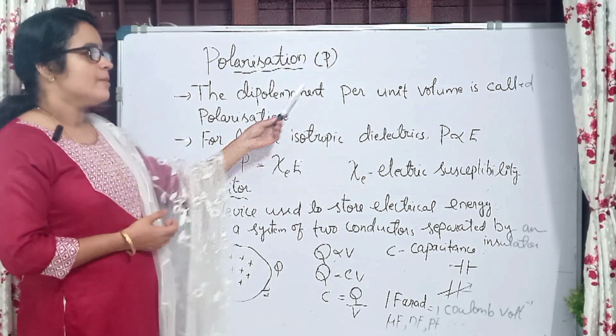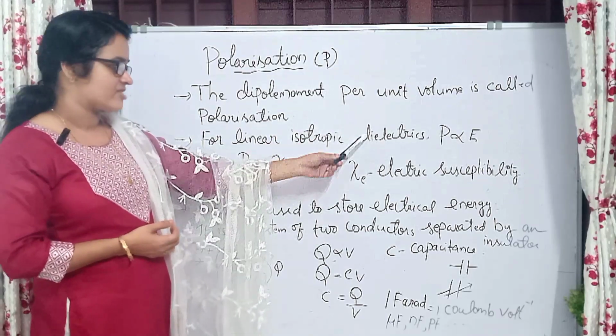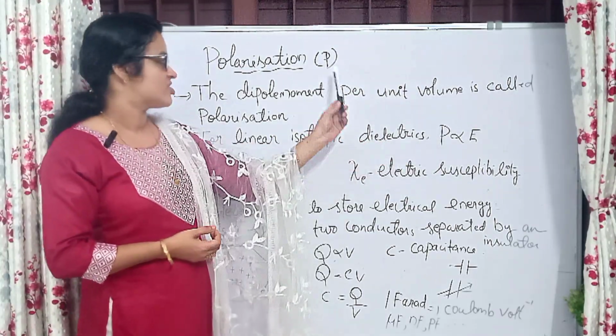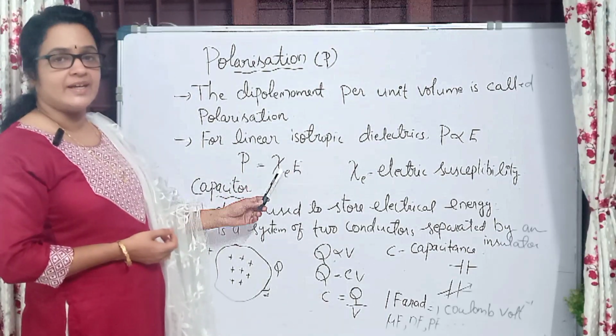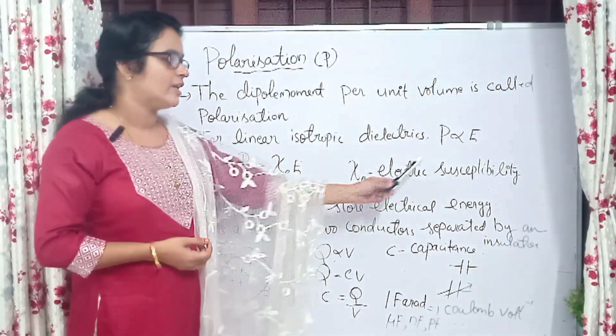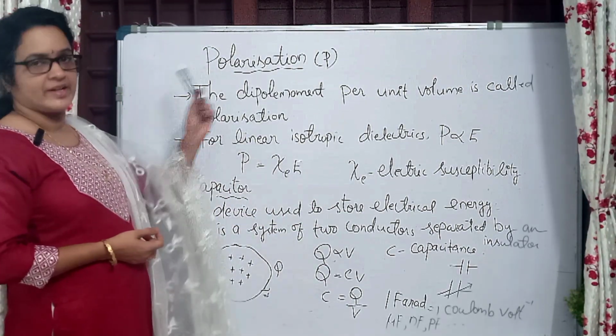Polarization means dipole moment per unit volume. In the case of a linear isotropic dielectric, polarization will be proportional to the electric field. Then P can be written as chi E into E. This chi E is called electric susceptibility, and that is all about polarization.